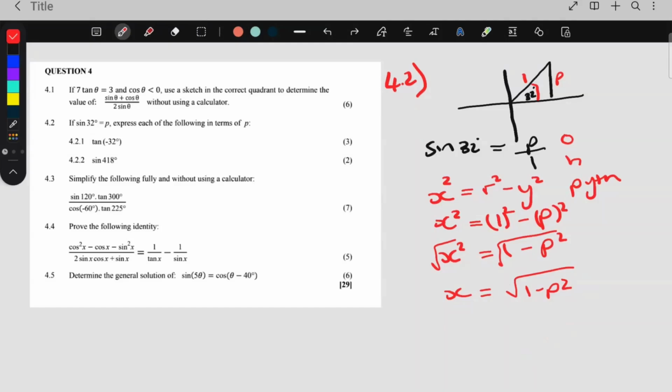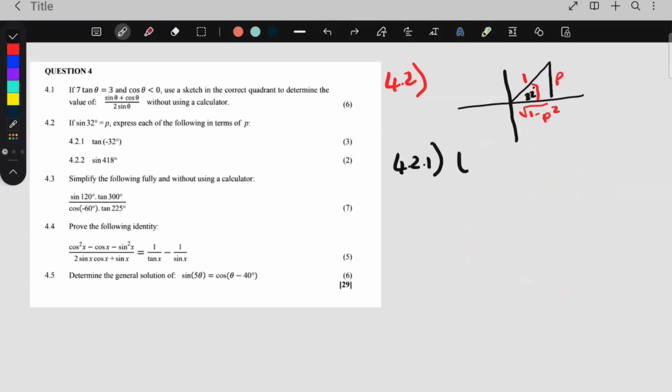Okay, then I go to my diagram and I make this missing side the square root of 1 minus p squared. Okay, then one last thing before I start. This is a right angle triangle. That triangle over there. So if this is 32 and this is 90, then can't we work out this angle using angles in a triangle? So if you had to work this out, you would get 58. So I'm going to put my 58 in there. Okay? So my triangle looks like this. Now let's start with the question.